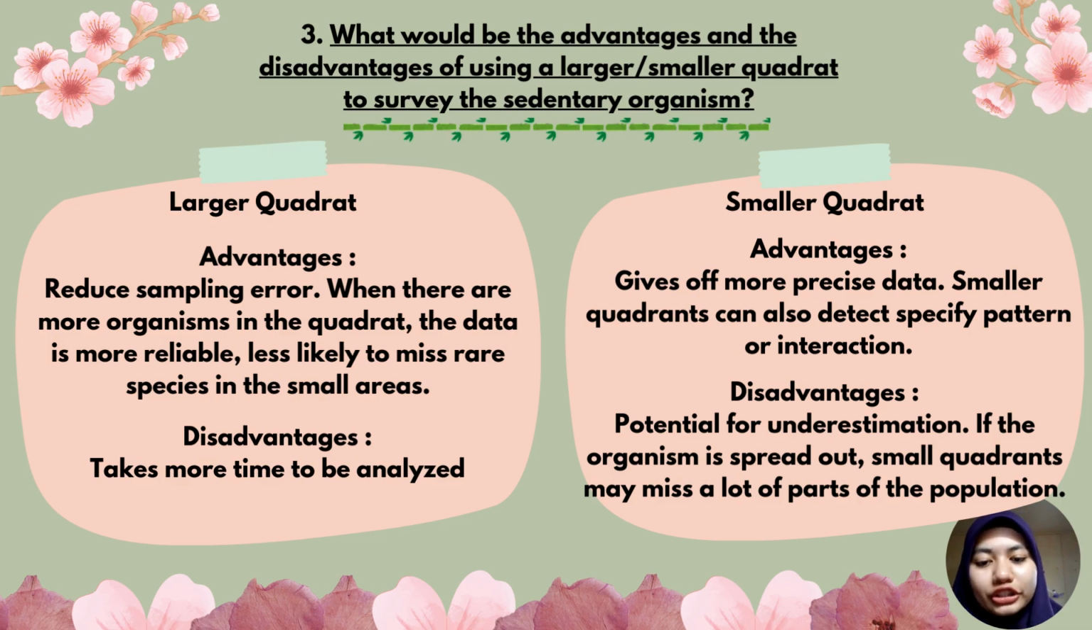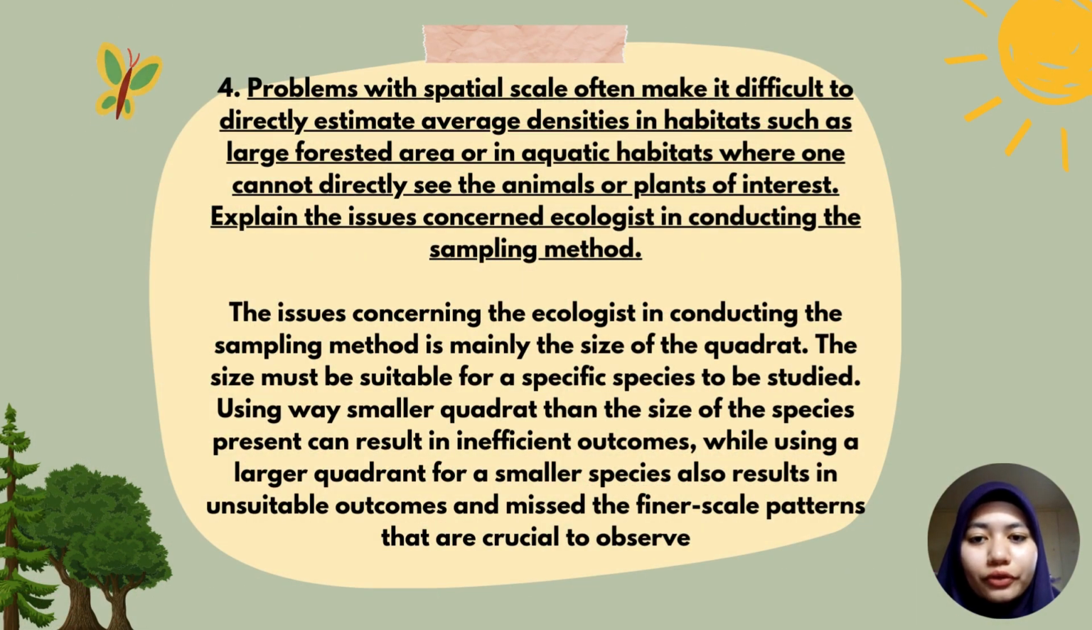For the smaller quadrat, the advantage is it gives more precise data. Smaller quadrats can also detect specific patterns or interactions. And the disadvantage is the potential for underestimation. If the organism is spread out, small quadrats may miss a lot of parts of the population, which causes a lower number of estimation.